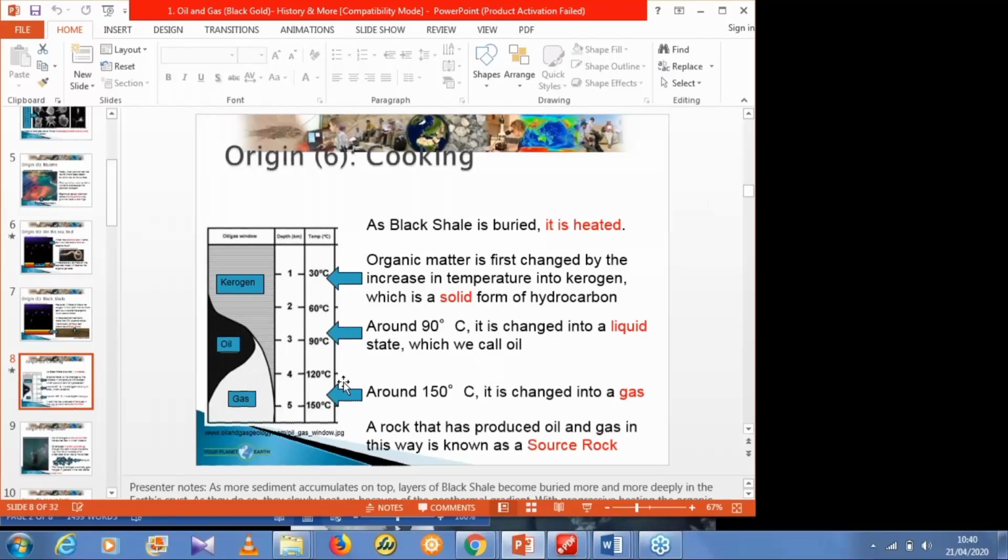Within 30 to 90 degrees Celsius, you have the formation of kerogen. Within 90 to about 140 or 150 degrees Celsius, you have the formation of oil, of liquid, which we call the oil, and eventually it gets to be crude oil. And then we also have the gas formation when the temperature gets to 150 degrees Celsius upward.